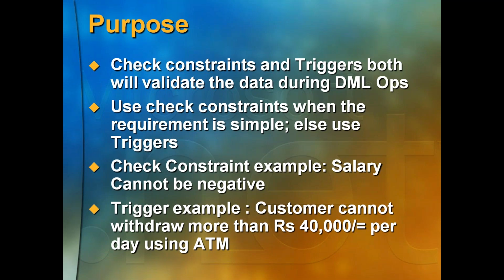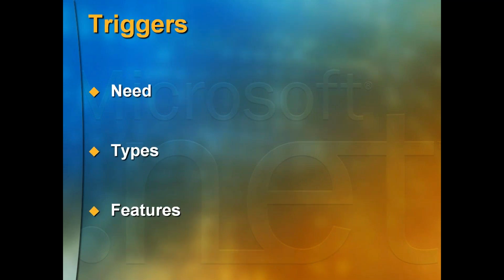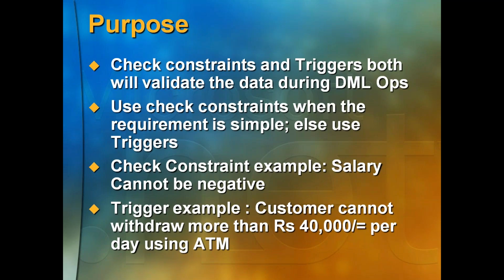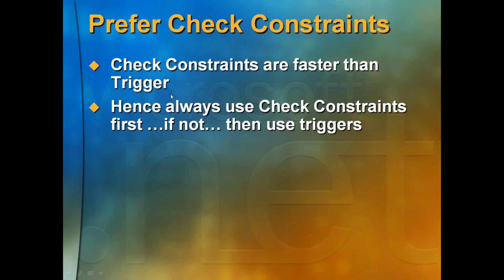So creating a trigger is possible. You never call the trigger. Clear? So now you know the need for the trigger, right? The need for the trigger is to validate the data. Triggers are automatically fired. A trigger will have programming. Triggers will have all SQL statements, loops, and everything you can implement there. Variables and everything you can implement there. Clear? And that is the need for the trigger. Now, check constraints are faster than triggers, hence always use a check constraint first. If not, then use triggers.